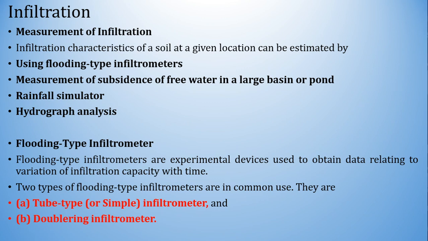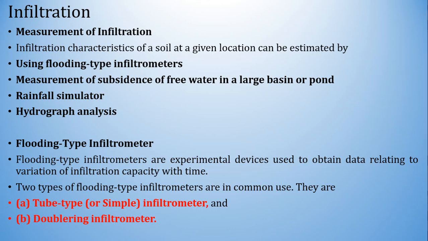Then how to measure the infiltration? Measurement of infiltration. Infiltration characteristics of a soil at a given location can be estimated by using either a flooding type of infiltrometers, measurement of subsidence of free water in a large basin or pond, next a rainfall simulator, and last one is the hydrograph analysis. So already we have discussed the flooding type of infiltrometer. Flooding type infiltrometers are experimental devices used to obtain data relating variation of infiltration capacity with respect to time. There are two kinds of infiltrometers commonly in use.